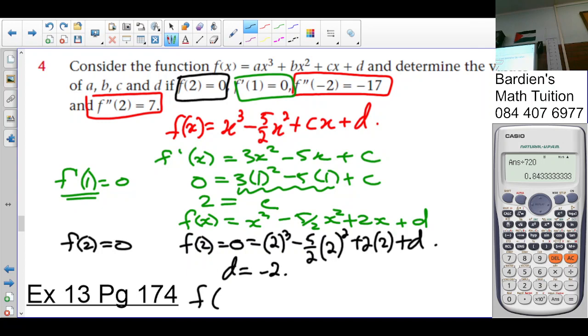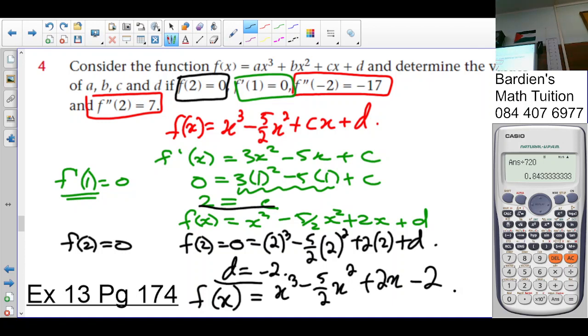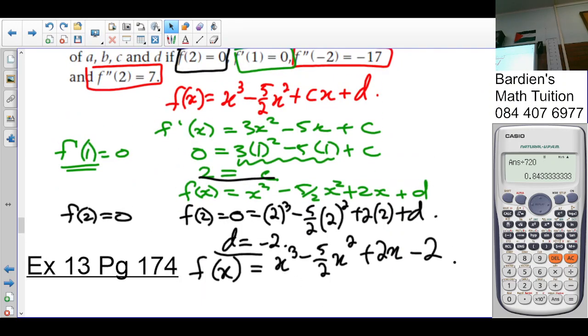So my equation now reads f of x is equal to x cubed minus 5 over 2 x squared plus 2x minus 2. There's your d, there's your c. Remember, if you're calculating many unknowns as I'm doing here in one sum, just underline as I'm doing, so that the person marking your paper can see it stands out bold, so they don't have to look amongst all these calculations for what you're trying to say. Okay.